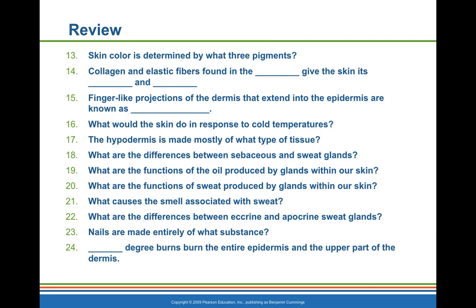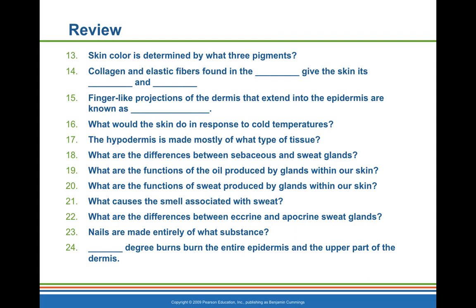Number 20, what are the functions of sweat produced by the glands within our skin? Sweat helps to dissipate heat and to keep us cooler. It helps to excrete wastes, and it helps to inhibit some bacterial growth. Although some bacteria like to live off of the sweat that we produce too, it does have some antibiotic properties as well.